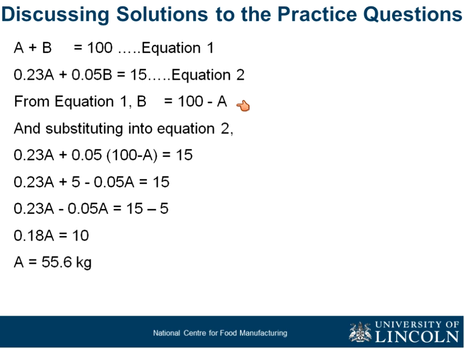So I can say from equation 1, B equals 100 minus A. Now here I did not say A, I said B. So I want to make B the subject of the formula. You can use any of the two. So going here I left my 0.23A as it is, 0.05. Now my B is 100 minus A. You can see that now, 100 minus A will give us 15, which is the second part.